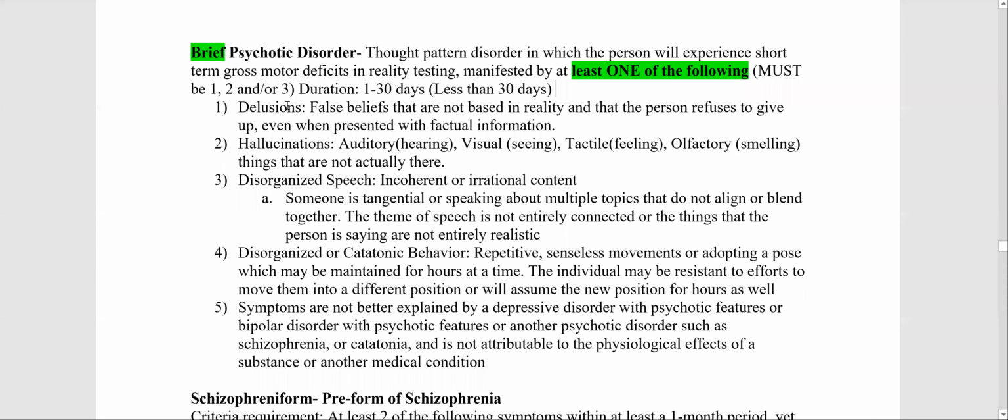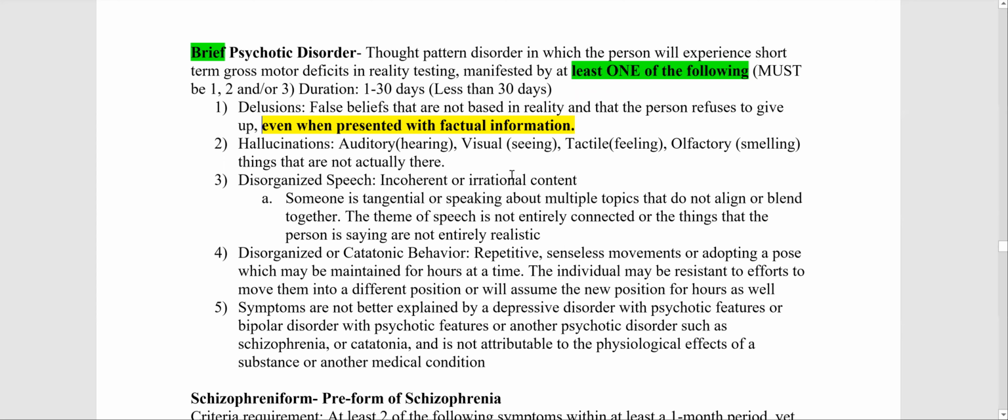And the symptoms are as follows. So delusions, false beliefs that are not based in reality, and the person refuses to give them up, even when presented with factual information. And that's going to be the key emphasis. You could be telling this person all the facts and all the things contrary to this, but they are going to be still on their stance of this is what is supposed to be happening.